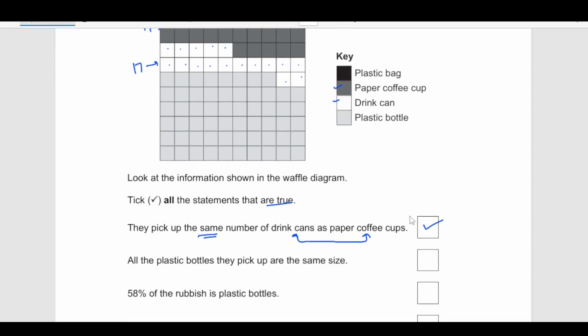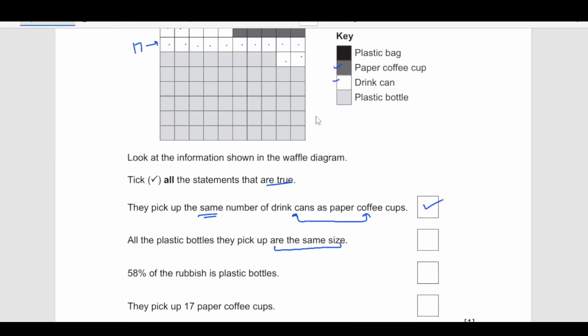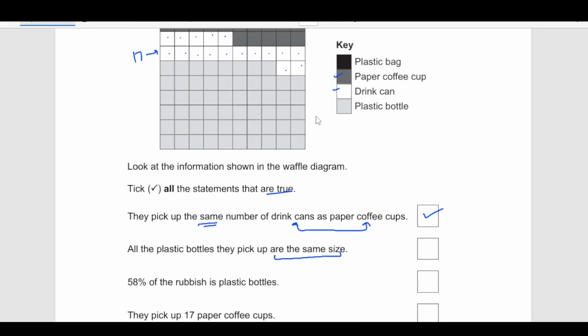Now, next, all plastic bottles they pick are the same size. We don't know actually, because we are not provided any information about the size of the plastic bottles. So, we cannot say, so we can't tick this one. Next is 58% of the rubbish is plastic bottles. So, plastic bottle is this, the light blue one.